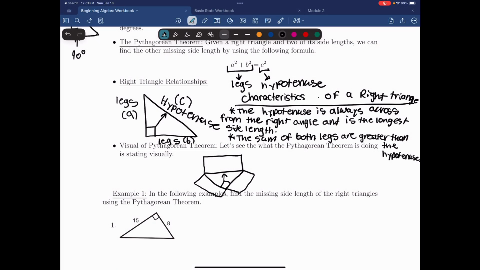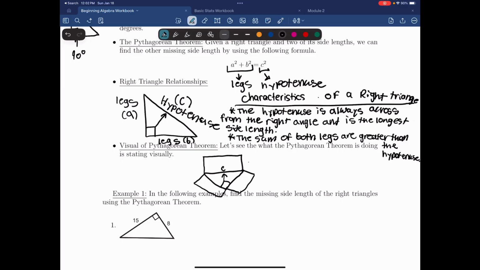Now let's take a moment to see what the Pythagorean theorem is doing visually. So here, I drew out a triangle, and the right angle of the triangle is oriented right here. So the hypotenuse of the triangle is directly across this right angle. So this side length right here, that is our hypotenuse. And these are our two legs. So since we know that this side is our hypotenuse, we know that the side length is c, because c stands for hypotenuse. But how would we get c to be squared? Because we just have c on its own.